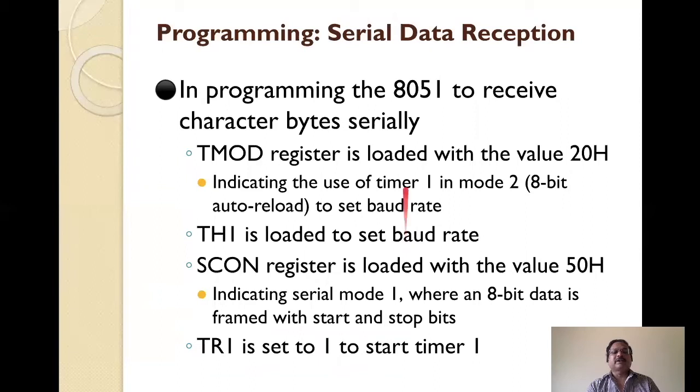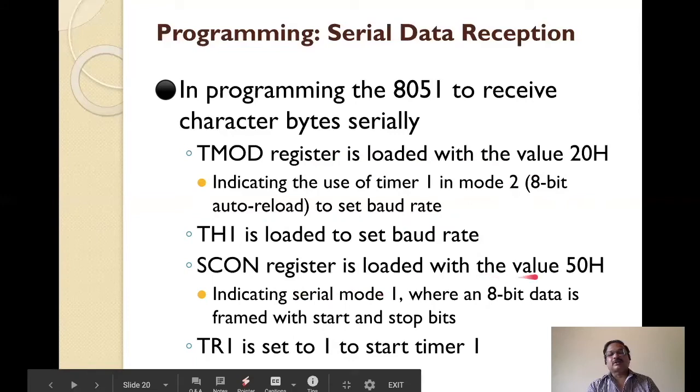Then for serial data reception, the procedure is similar, only here we have to use the RI, receive interrupt flag bit, right? While programming the 8051 for receiving a character byte serially, the TMOD register is again initialized to 20H. TH1 is loaded with the set baud rate value. Then the SCON register is initialized with 50H to indicate mode 1 that we are going to use. TR1 is set to 1 to start the timer.